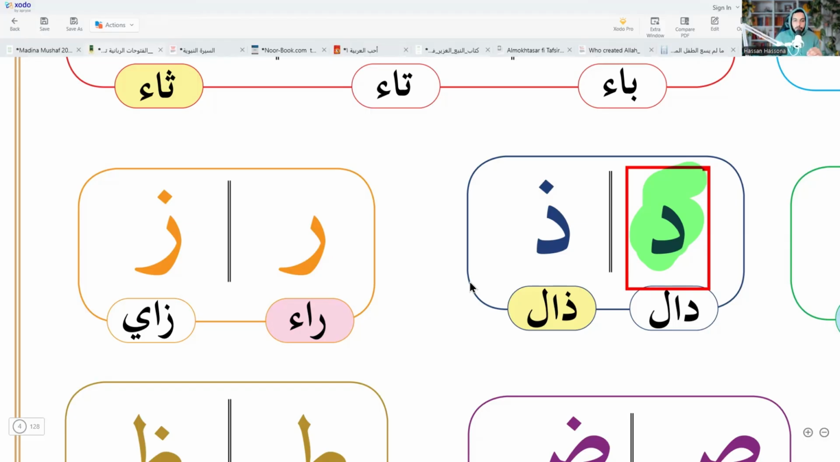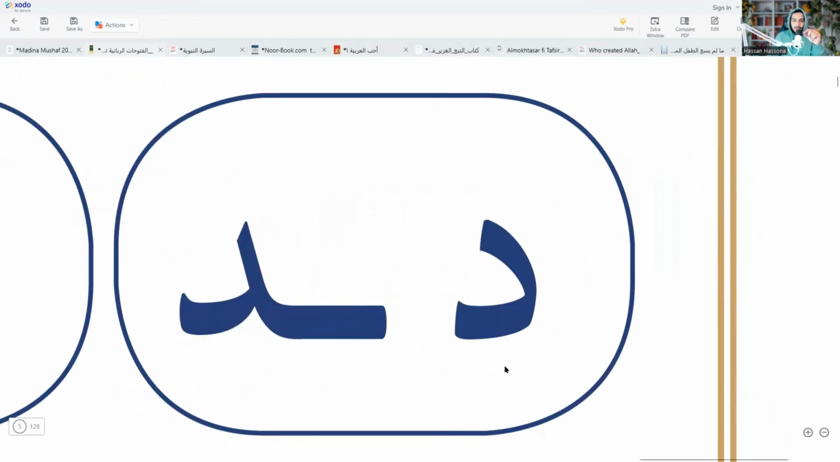So, as we said, let your tongue touch the upper front teeth gently, not too strong and not too hard, and say da, di, and do. And as we always do, Dal has only two forms. Dal might come at the beginning, when there are no letters before.